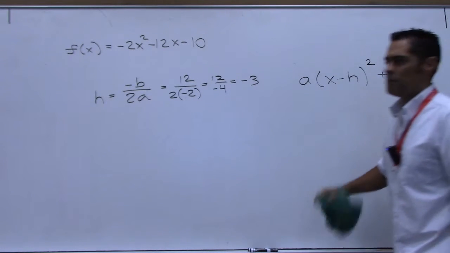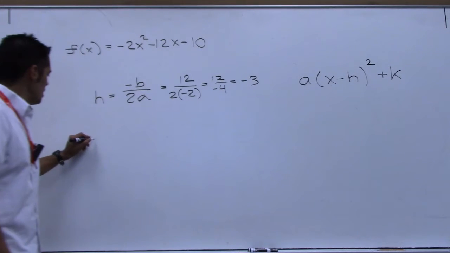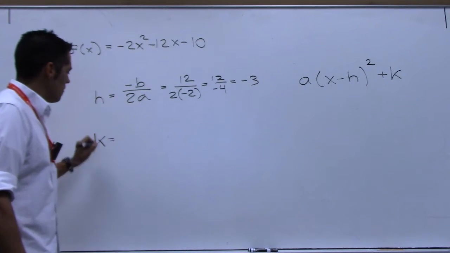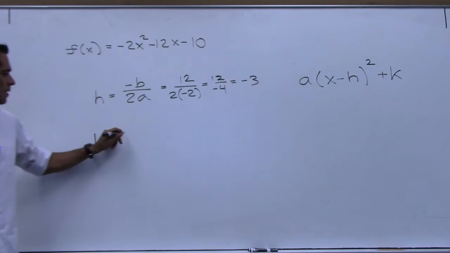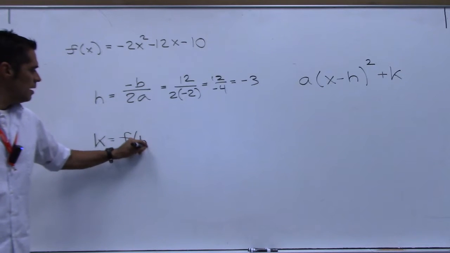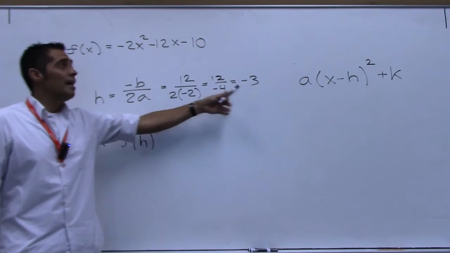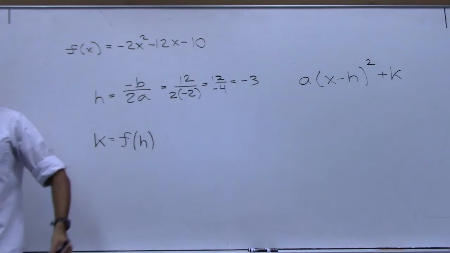And when I plug it in, it becomes positive, yeah. But I still need to get k, right? I need to get k. All right, so k, there's a formula for k. All you do to find k is take the h you just got and plug it into the function. So you take this answer, negative 3, and now plug it in for x, and whatever comes out of that, that's k.